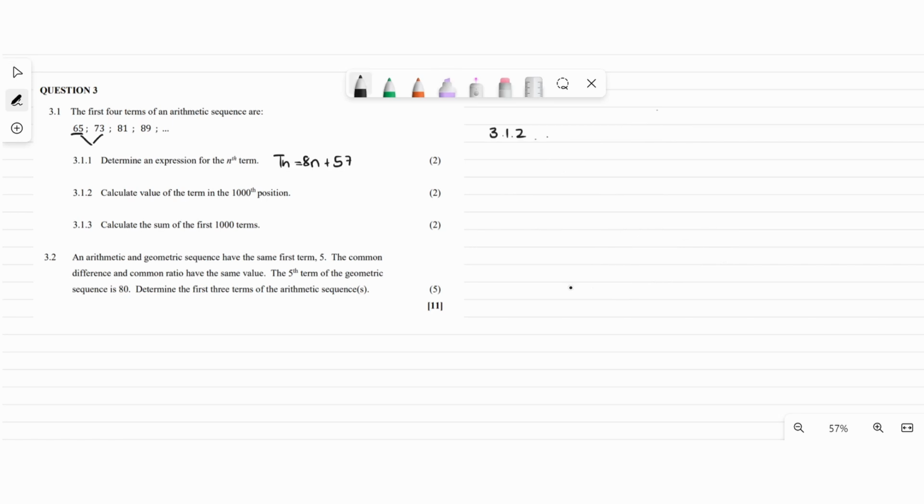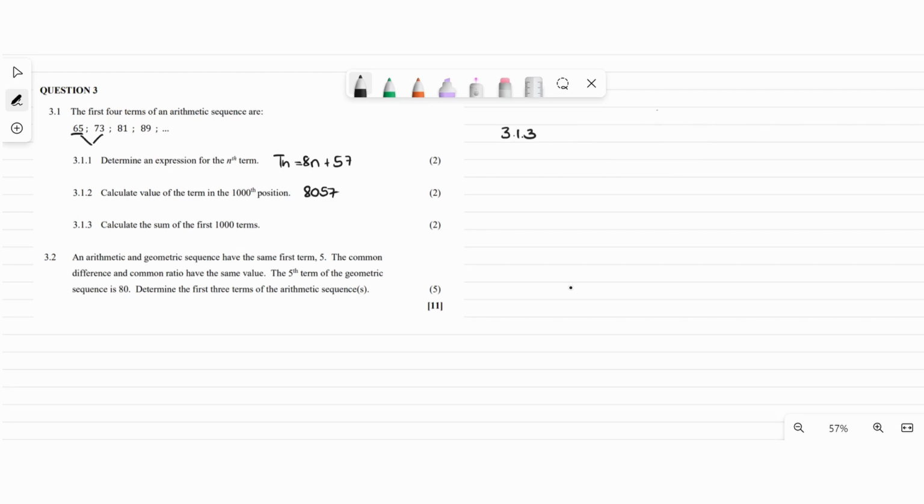Then the second part of the question says calculate the value of the term in the 1,000th position. So we need to find T1000, right? So for T1000, wherever we see n, we're going to substitute 1,000. So it's going to be 8 open bracket 1,000 plus 57. Then when you punch this into the calculator, you're going to get 8,057. Then you're done with this question.